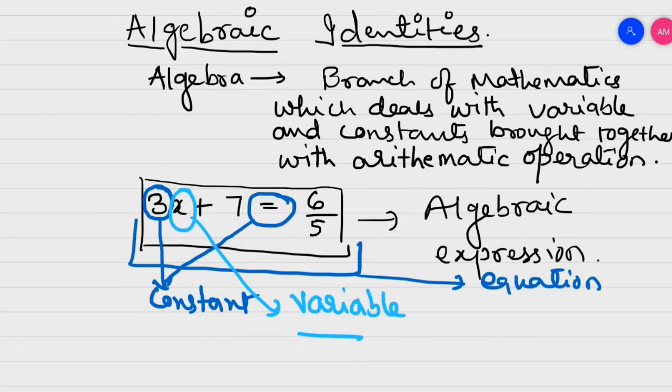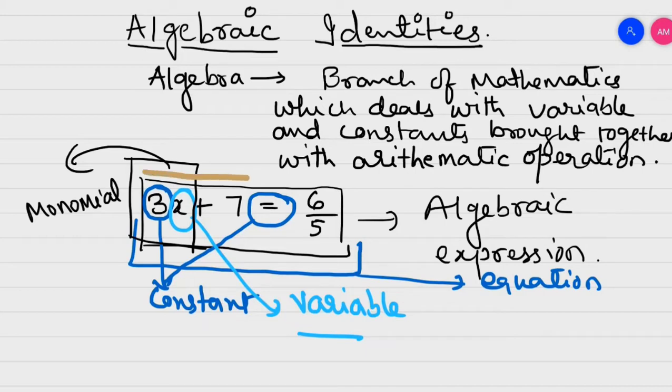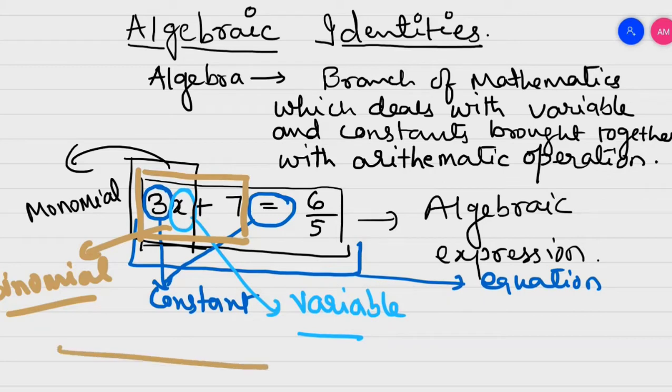Now when you talk of one term, suppose you are talking of 3x only, then it is a monomial. And if you are talking about 3x plus 7 as a whole, then it is a binomial. So children, when you have one term, it is a monomial. When you have two terms, it is a binomial. If you have three terms in an algebraic expression, it is a trinomial, quadrinomial, polynomial, so on and so forth. Now this is what we have learned in our previous years.